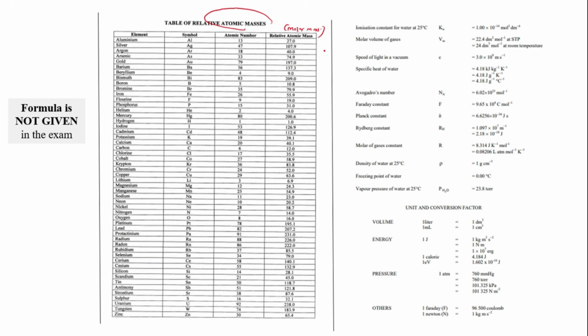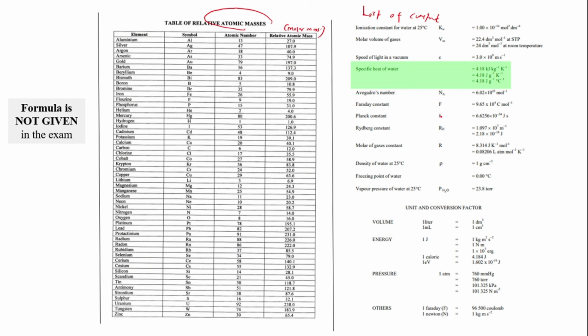Also, you're going to be given the list of constants. So here is the list of constants that's going to be given. For example, the ionization constant for water, speed of light in a vacuum, and any other stuff. But for this semester 2 program, we're going to focus much on these particular constants. So I have already highlighted them here.